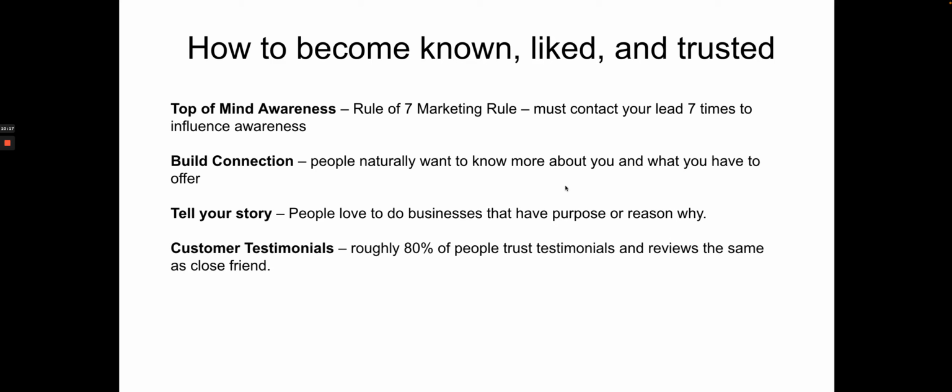The next thing, which is incredibly effective, is customer testimonials. Roughly 80% of people online trust testimonial reviews the same as they would trust a close friend, which is crazy. But that is the way the world works. This has been validated multiple times. So by having reviews and testimonials that you can send to people, it really helps them begin that trust process, because they can see other people saw you, other people did things with you, and they had good results. So you help overcome that barrier.